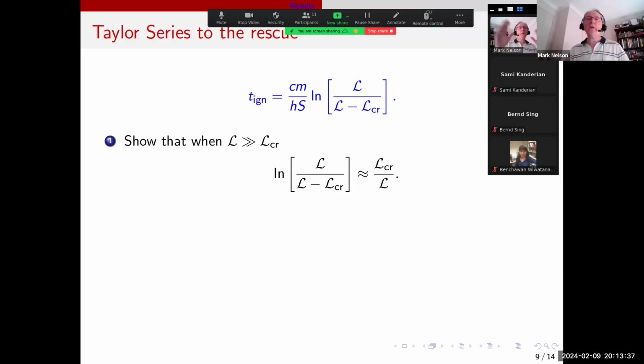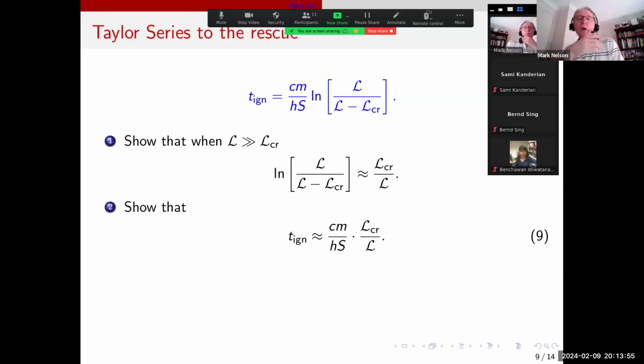So now we can use Taylor series, because if the value for L is a lot bigger than the critical value, which turns out to be a good assumption, I can use a Taylor series to approximate the log function. And now a student can derive this equation for the ignition time. So I'm going to plot the ignition time against 1 divided by L, and that's going to be the gradient. And I know everything apart from the heat capacity. So I've estimated the effective heat capacity.